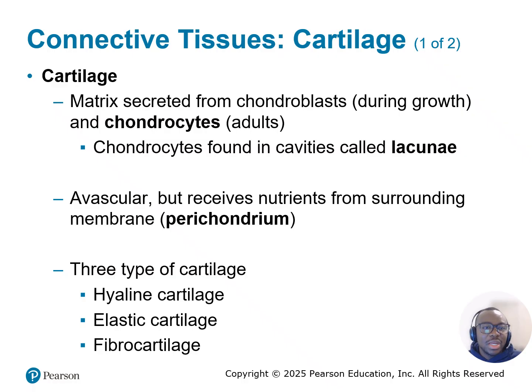The next major connective tissue type is cartilage. The matrix of cartilage is secreted by chondroblasts, the immature cells. Meanwhile, chondrocytes or mature cells maintain the matrix. Chondrocytes reside within cavities in cartilage called lacunae. Cartilage is avascular but receives nutrients from surrounding membrane or the perichondrium. There are three types of cartilage: hyaline cartilage, elastic cartilage, and fibrocartilage.